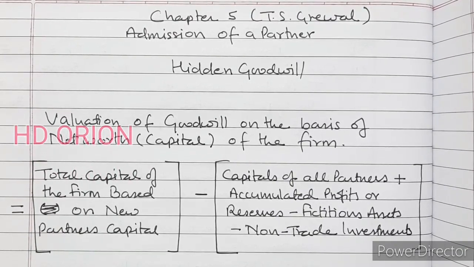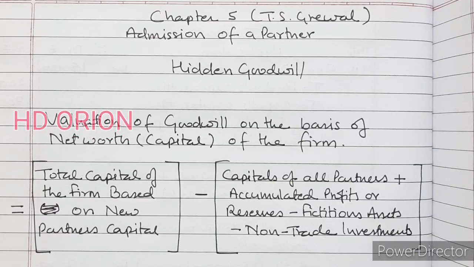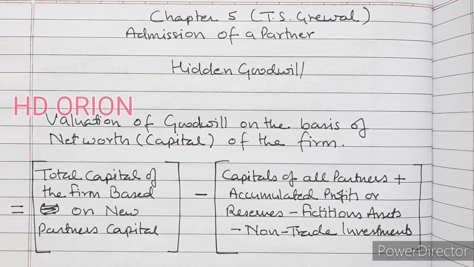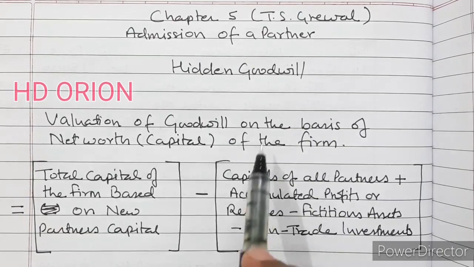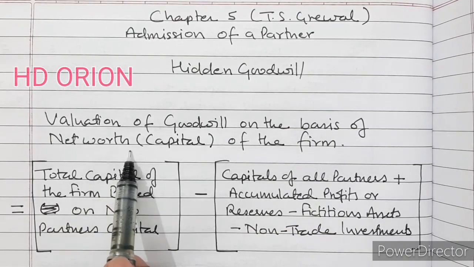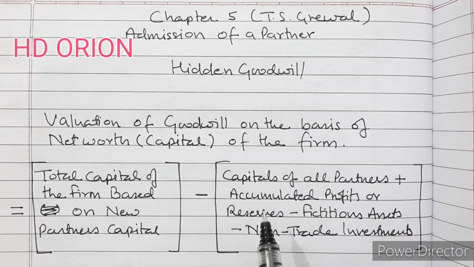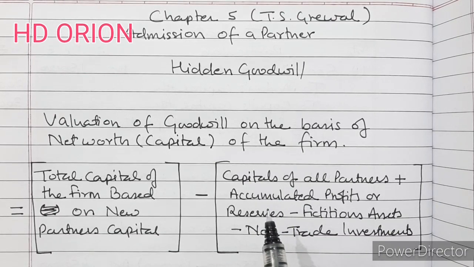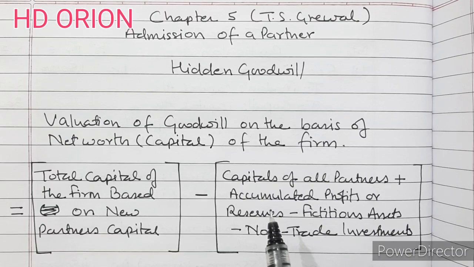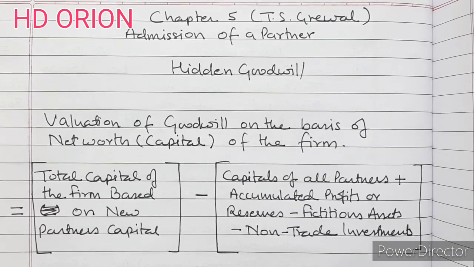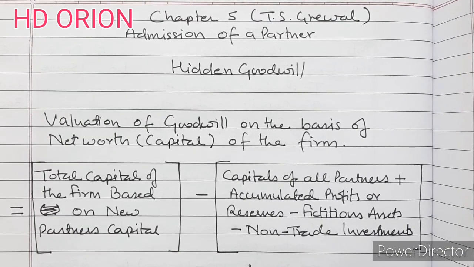So to start with, hidden goodwill is a goodwill which is inferred on the basis of net worth or capital of the firm. It is not given in the question, but you have to infer it from the question by comparing the should-be capital of the firm and the actual capital of the firm.